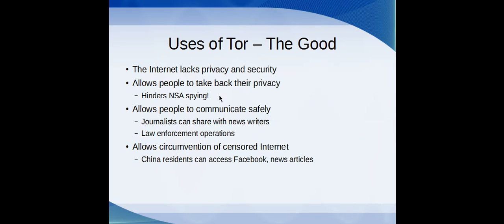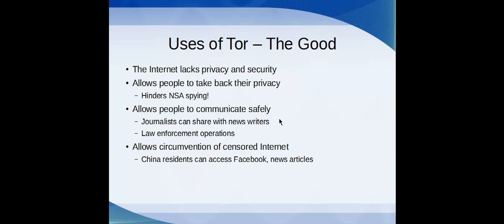The NSA hates the Tor network. They're constantly trying to break it, constantly trying to find ways to spy on all of our internet traffic and see what we're doing. But as of my knowledge, they do not have a way to break the Tor network yet. And it also allows people to communicate safely.